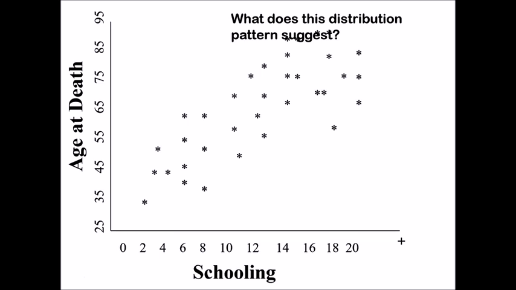What would that suggest? Those with lower degrees of education tend to die younger, and as we move up in education, we notice that age of death also tends to increase. So people with more schooling tend to live longer, which would support our original hypothesis. Okay, that's all I wanted to say about bivariate relationships at this point.